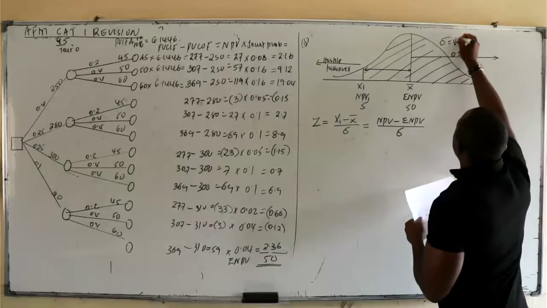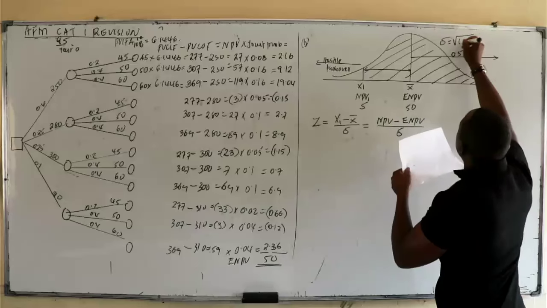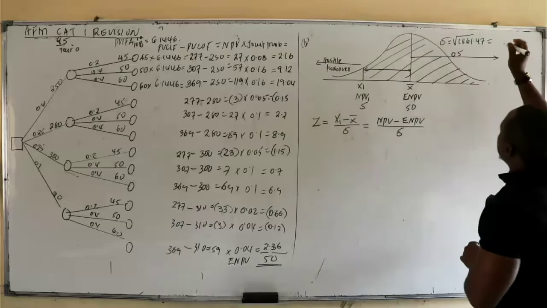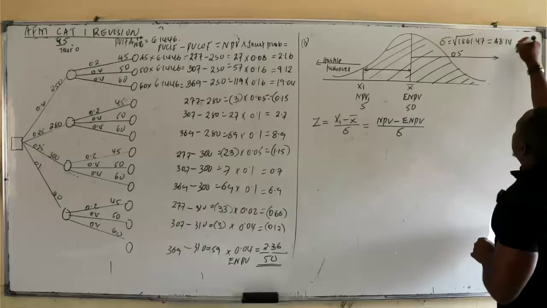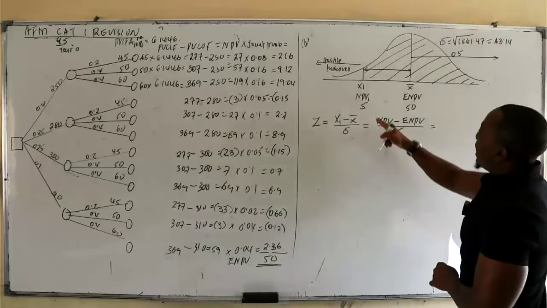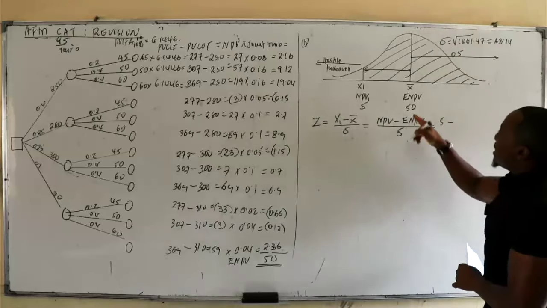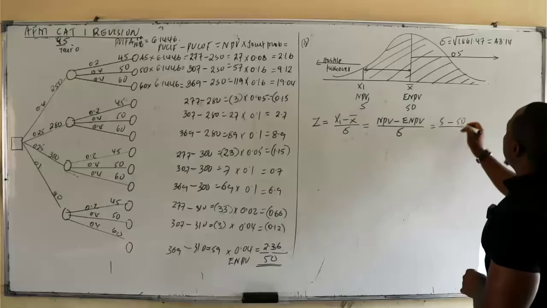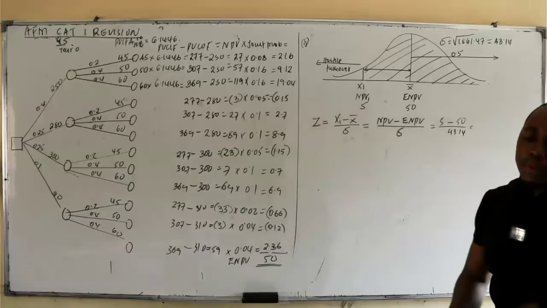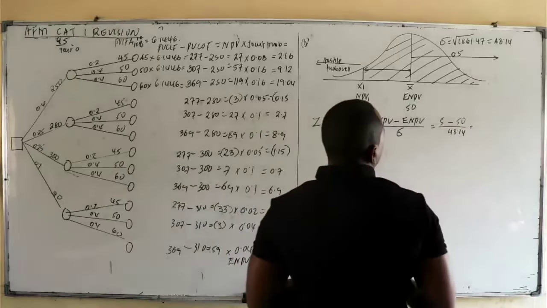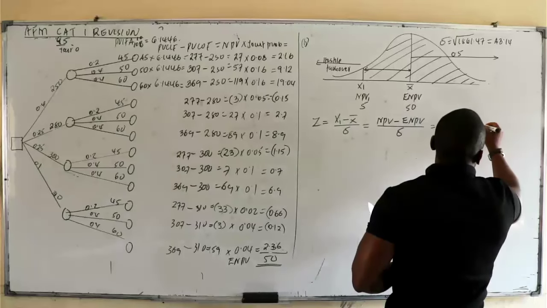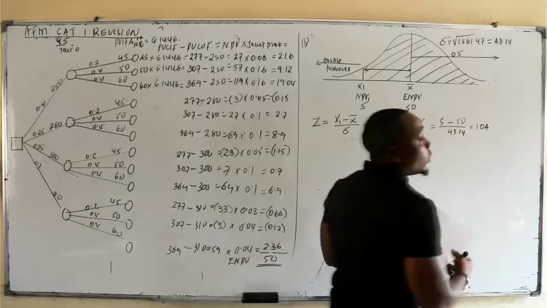To get the standard deviation, you get the square root of the variance, which was 1861.47. How much is the standard deviation? 43.14. So therefore, in this case, you'll be taking NPV, which is 5, minus expected NPV, which is 50, over the standard deviation of 43.14. Then give me to 2 decimal places. You get 1.04. Then you ignore the sign.